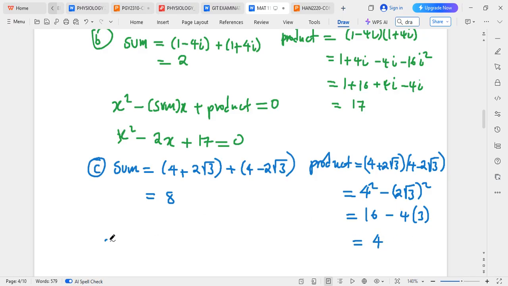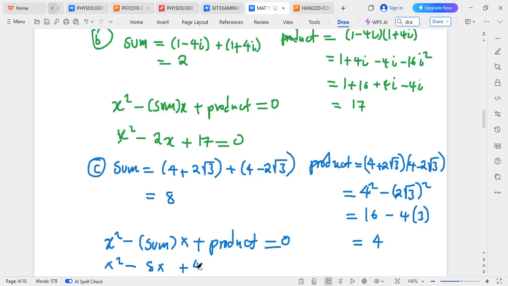Therefore, the equation is going to be x squared minus sum x plus product is equal to 0, which is x squared minus the sum is 8, put x there, the product is 4, and that is going to be equal to 0.